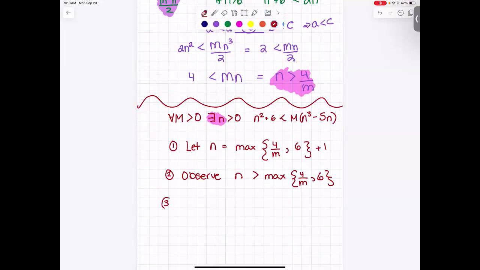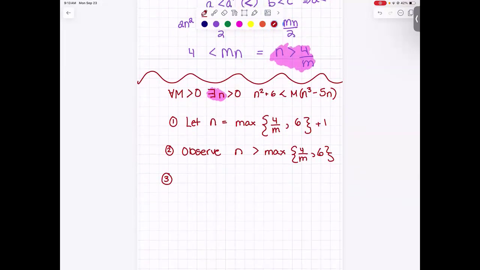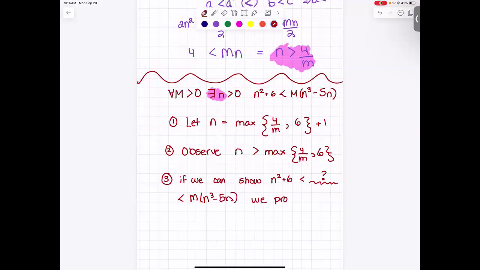Okay, so then step 3, what do we actually want to do knowing that fact? Well, let's take a look. Let's remind ourselves that if we can show that n squared plus 6 is less than some intermediary value, which is less than, we're going to end up with 2 of them, but let's pretend for a second some kind of question mark happens in here, which is less than mn cubed minus 5n, we prove the original statement. So that's the name of the game here.